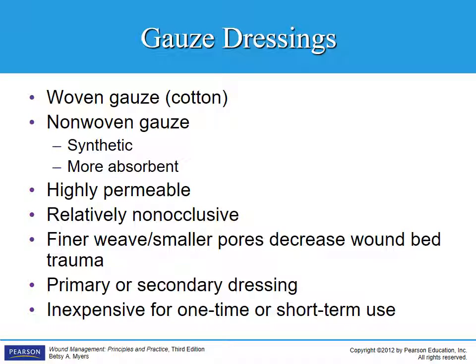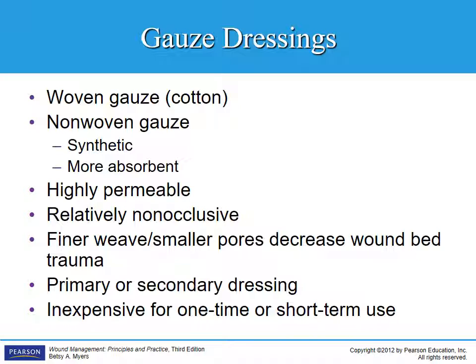All right, let's talk a little bit about gauze dressings. It's a cotton woven gauze, and there's also the non-gauze, which is a synthetic, and it's more absorbent. These are highly permeable. They're relatively non-occlusive, meaning that there's a lot that goes in and out. They're not going to occlude.